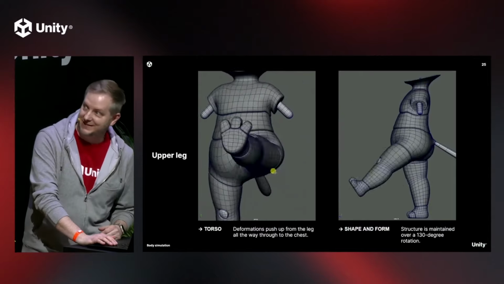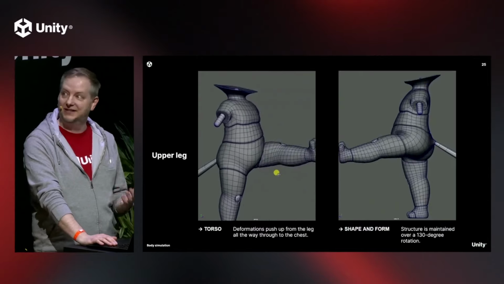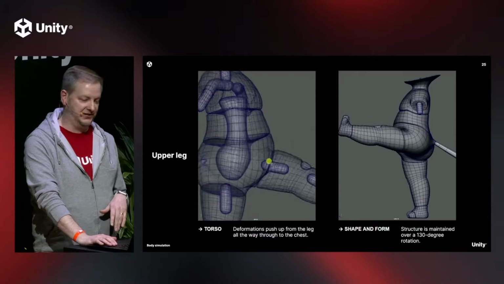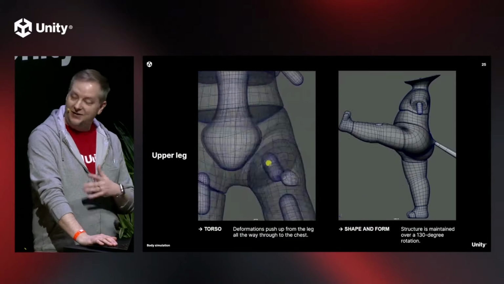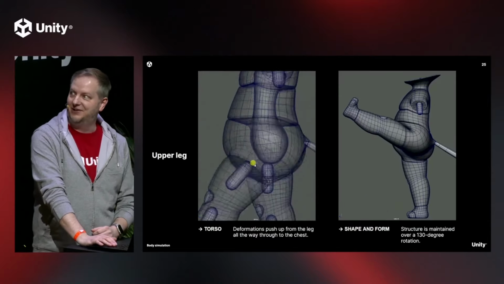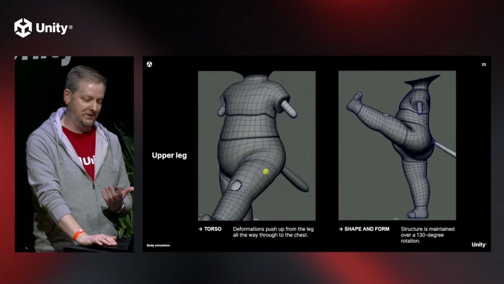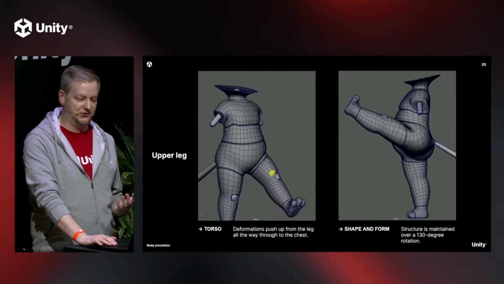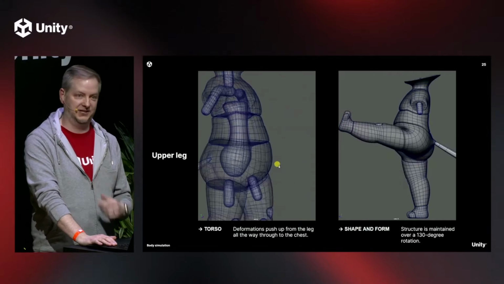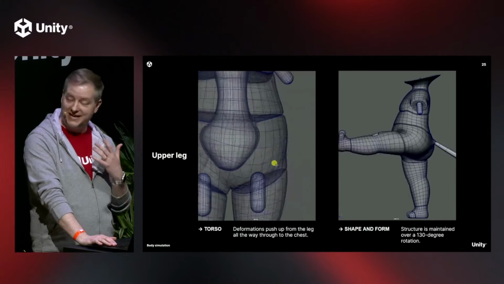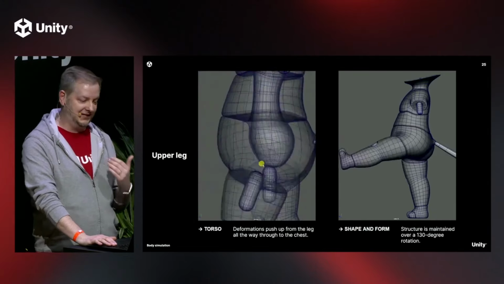So let's look at the simulation in action here. We've got the leg rotating about 130 degrees, and we're getting a lot of heavy deformation happening around the pelvis tissue. And we can see here that the deformation's holding up, but we're also getting that sense of structure maintained, and we're keeping a nice, really clean form. We're getting proper collisions. We're getting clean geometry.